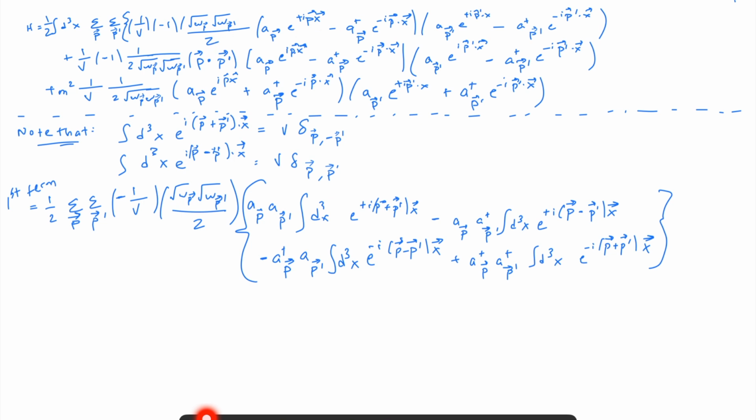I could do the same thing. I remember I take this term times this term. Now right over here, I'll take the first term times the last term over here. And that gives me my a dagger p prime. And now the integral over this thing here will be p minus p prime dot x in the same way.